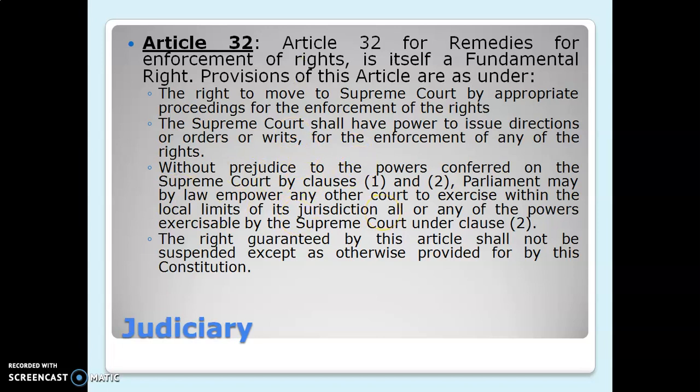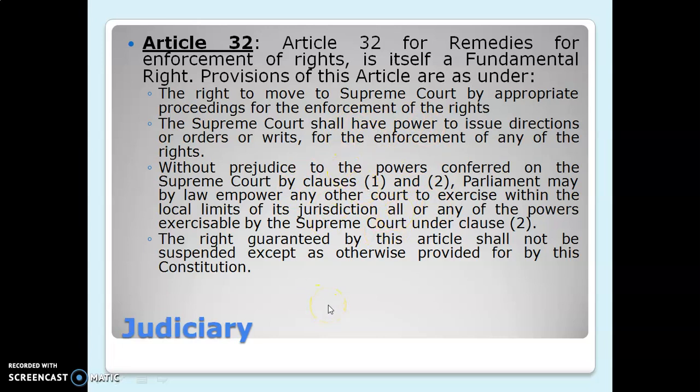Then the third one: without prejudice to the powers conferred on the Supreme Court by clauses 1 and 2, which we just discussed, Parliament may by law empower any other court to exercise, within the local limits of its jurisdiction, all or any of the powers exercisable by the Supreme Court under clause 2. So this clause says Parliament also has a power other than the Supreme Court. Parliament can designate one court to exercise these powers or to solve cases of violation of human rights, but that would be within the local jurisdiction, that is, the jurisdiction covered by that particular court. Jurisdiction means area, right? And in that case, all the powers which have been given to the Supreme Court in clause 2 will be given to that court also.